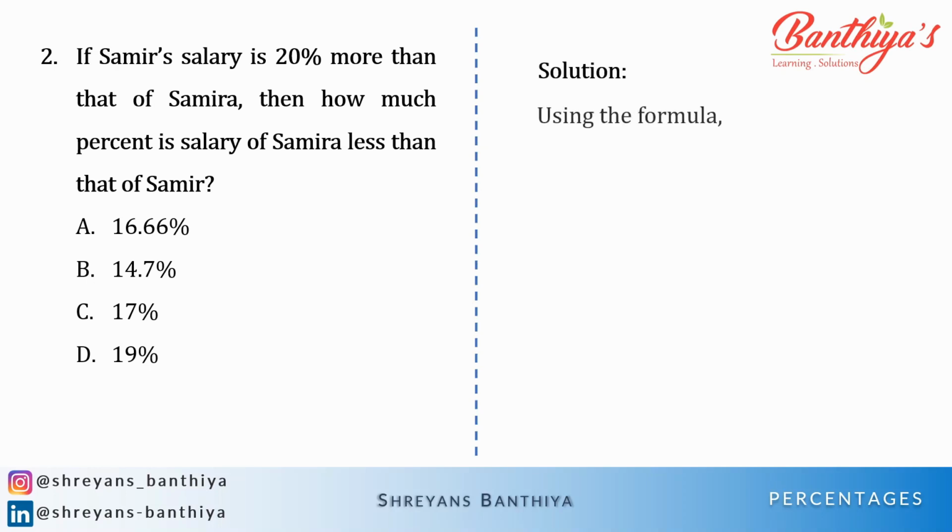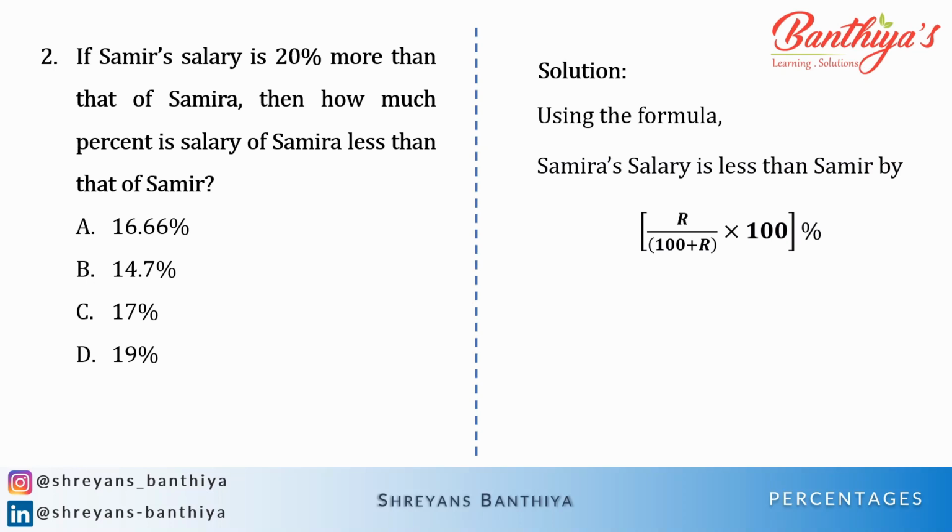Let's see the solution. Using the formula that we have already seen in the last session, Samira's salary is less than Samir's by R divided by (100 plus R) into 100%. That is 20 by 120 into 100, that is 16.66%.